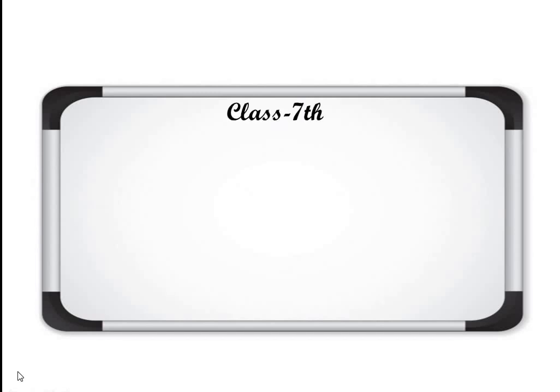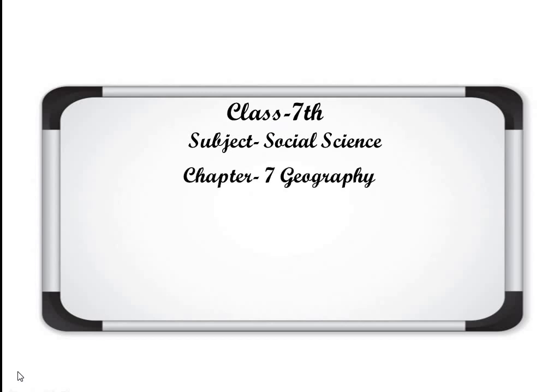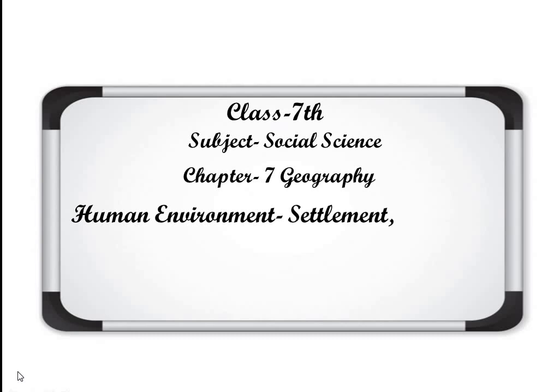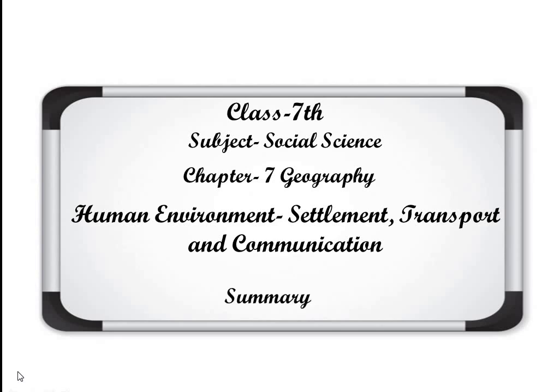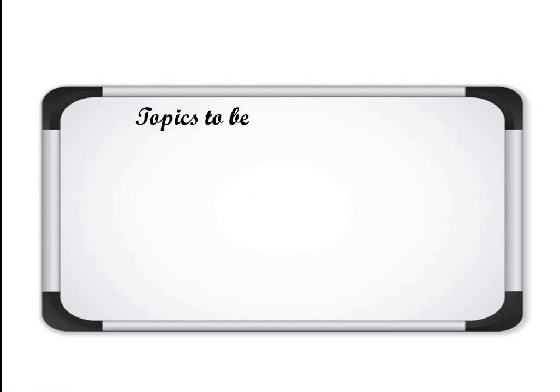This is class 7, subject social science, chapter number 7 of geography. As we have already covered all the topics of this chapter, today we are going to do the recapitulation of the chapter. Our chapter name is Human Environment, Settlement, Transport and Communication there in Human Environment. So it's going to be our summary lecture. Let's see the topics that we recapitulate today.